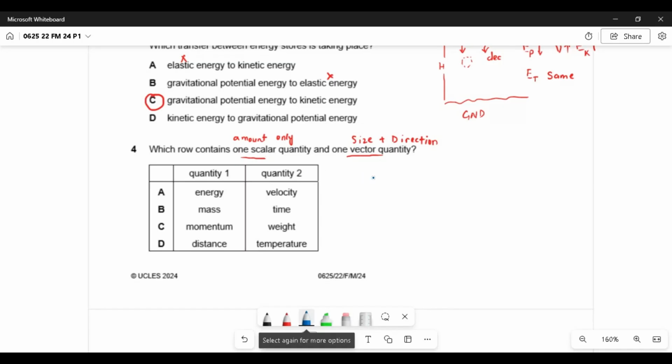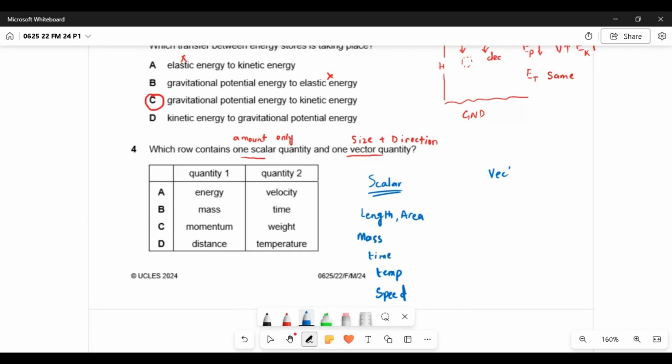If we talk about scalars, we should know from the very beginning that length, it can be distance, mass, area, time, temperature, speed. All of these quantities are scalar.